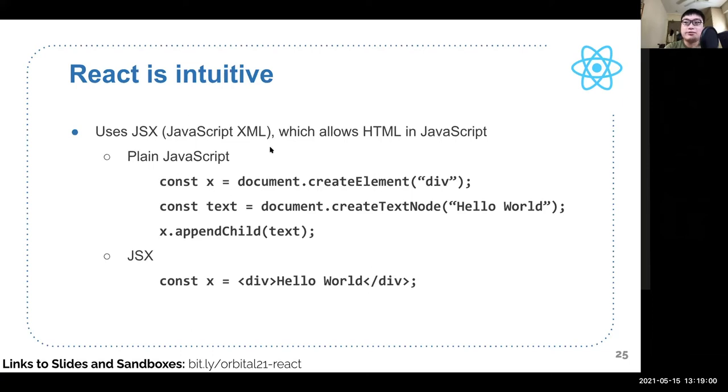And React is very intuitive to code in. Back in the past, people would code in HTML, CSS, and JavaScript separately. But right now with React, we can actually write HTML in the JavaScript itself. Over here, you see plain JavaScript: to create a new div, you need to call document.createElement, that type of thing. But in JSX, JavaScript XML, you can directly define an HTML element inside your JavaScript itself.